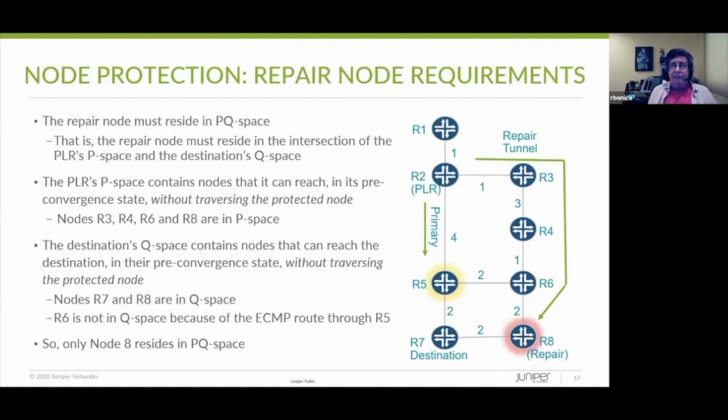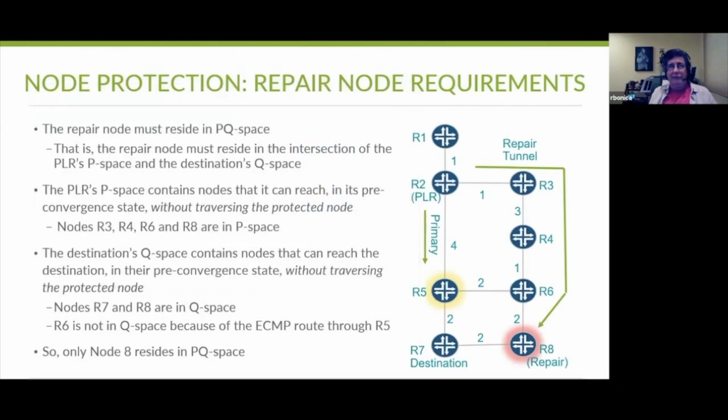Now, in node protection, what are the requirements to be a repair node? The repair node has to be in PQ space. That is, it still has to be in the intersection of the PLR's P space and the destination's Q space. Here's the difference. The PLR's P space contains nodes that it can reach in its pre-convergence state without traversing the protected node.